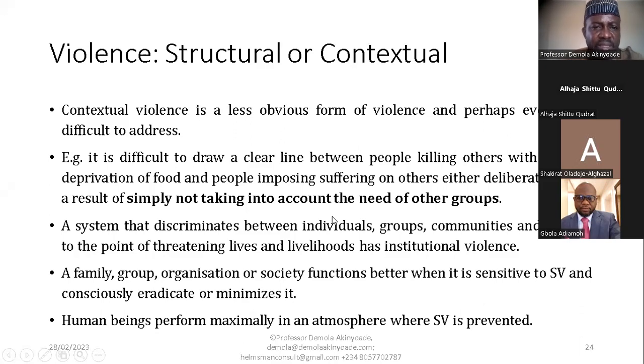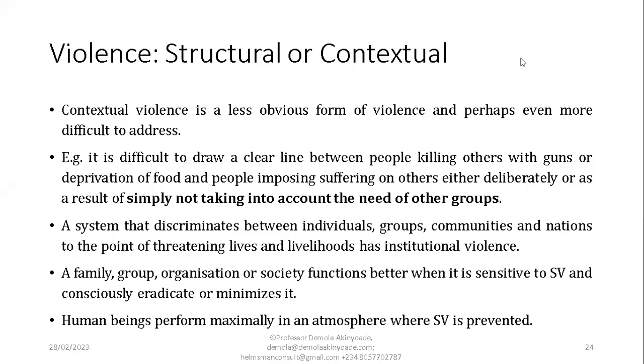Now, cultural violence. Okay, before I go into cultural violence, structural violence is less obvious. There are less obvious forms of violence, and many times they are difficult to address. They are difficult even to identify, and also difficult to address. It takes special sensitivity by a leader to be able to see how structures, or the way some things are done in the group, are depriving some people of certain benefits. I'll give you a quick example.